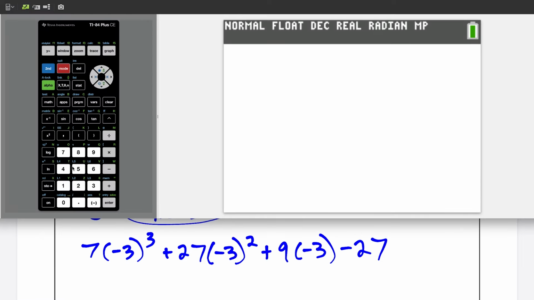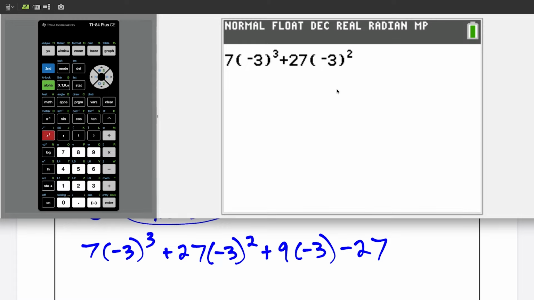So we'll go to the main screen here and we're going to type in. We have 7. Make sure you use parentheses. We have -3 in parentheses to the third. And then we have plus 27 times -3 to the second. So it's very important that you put parentheses here, because if you don't put parentheses around -3, you're going to get something different. So especially when you have even powers, you have to put your negative numbers in parentheses. And now we have plus 9 times -3, and then minus 27. And now, moment of truth, the expression here does work out to 0, so we can say that x plus 3 is a factor.